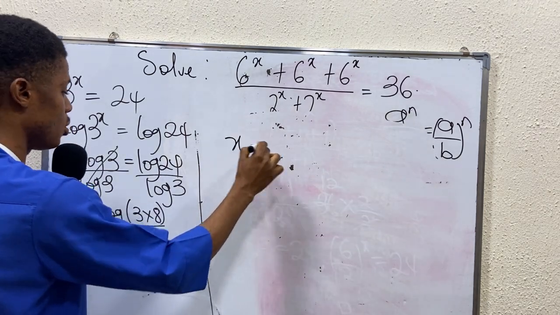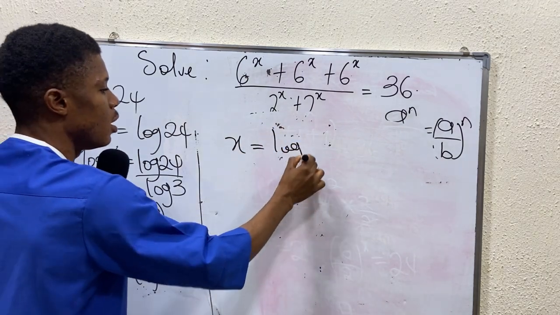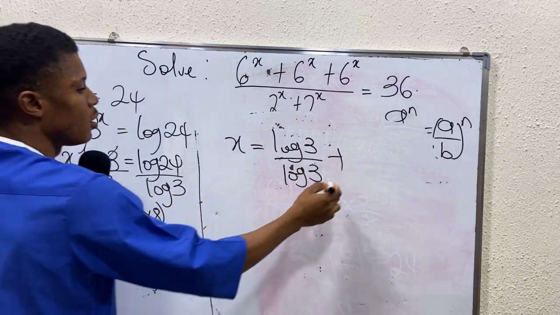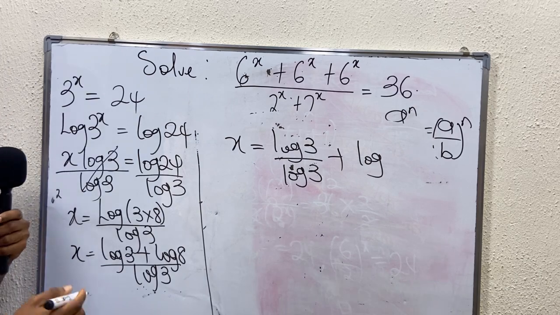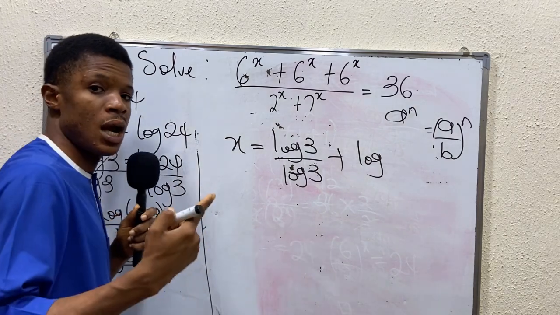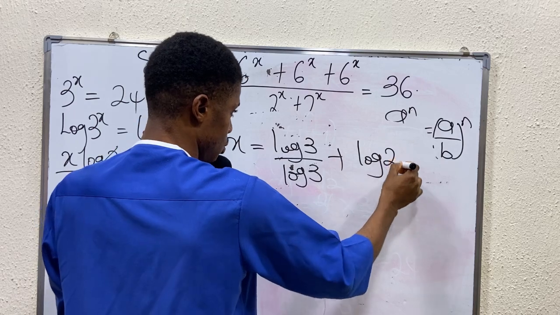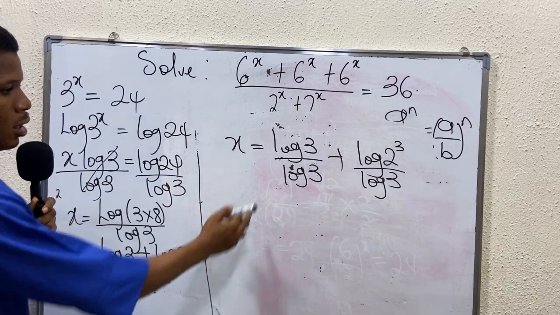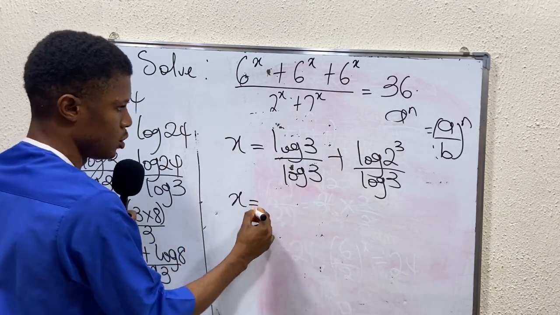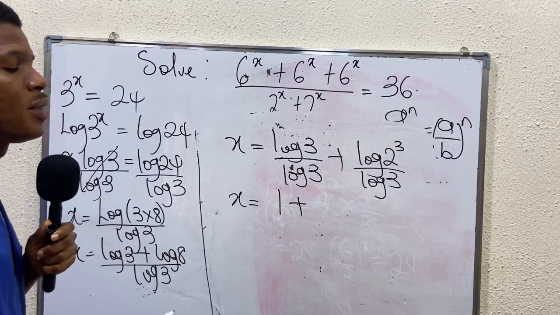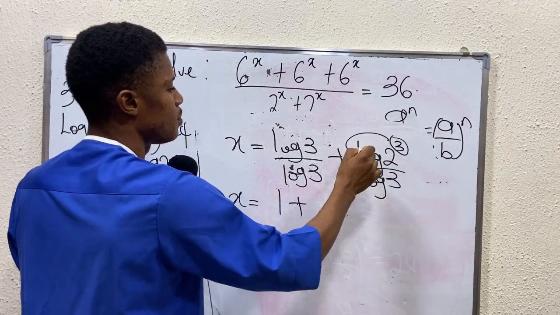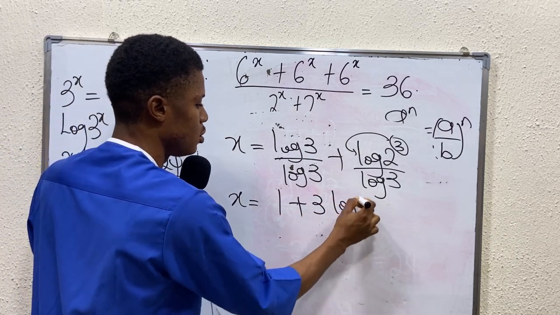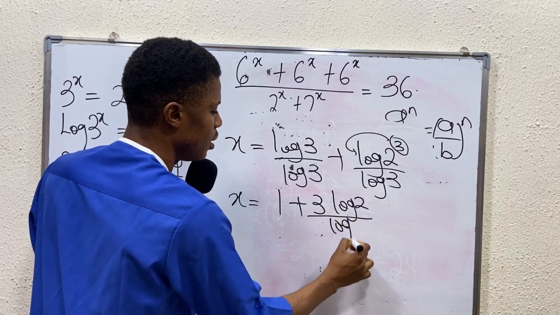See that x equals, we'll split the fraction, log 3 over log 3 plus log 8 over log 3. So 8 also can be seen as 2^3, which is 2 times 2 is 4, times 2 is 8. So we'll have log 2^3 divided by log 3. Okay? So here, log 3 over log 3 by itself is 1. So x equals 1 plus, from the same rule, whenever we have a power, we are free to multiply it to the log. So we have 1 plus 3 log 2 divided by log 3.